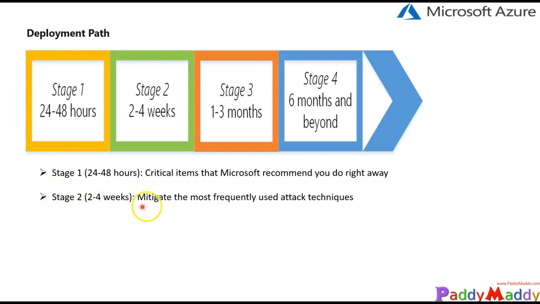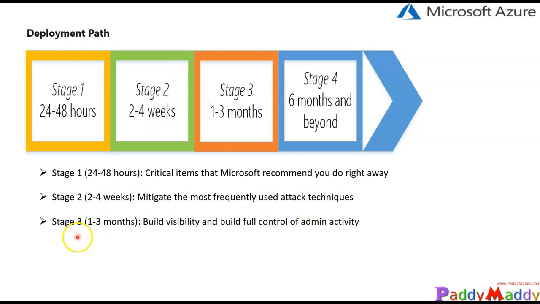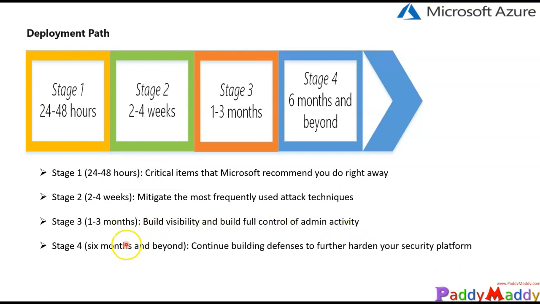Stage 2 is to mitigate the most frequently used attack techniques. Stage 3 is to build visibility and build control over admin activities. And stage 4, 6 months and beyond, is where you would be continuously building defense to further harden your security.